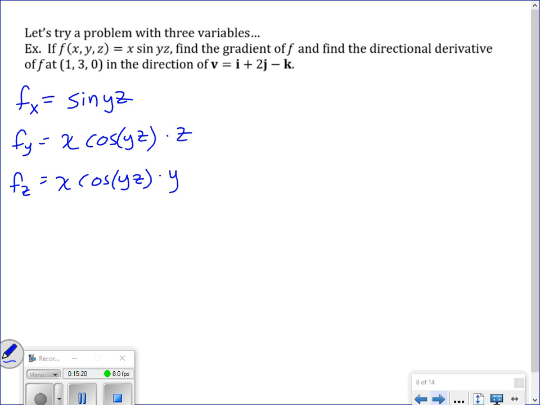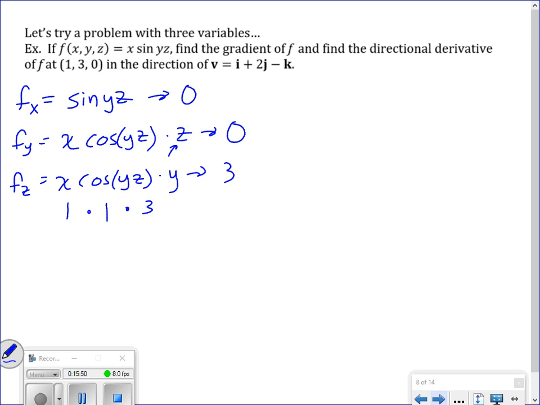All right, so I need to plug in 1, 3, and 0 here. So you plug in 1 for x, 0 for z, and 3 for y. So you'd be getting the sine of 0 up top, so you get 0. Down here, I get a z as a multiplier again, so I have times 0, so 0. And then here I have the cosine of 0, which is 1. The x in front is 1, and finally y is 3, so I do get 3.